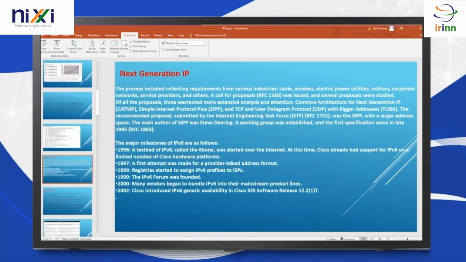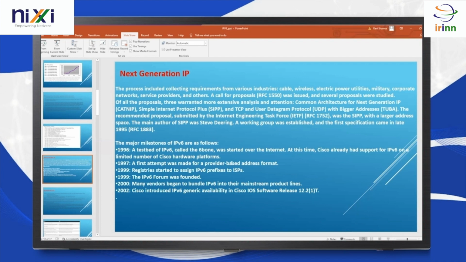In the next generation IP, the process included collecting requirements from various industries: cable, wireless, electric power utilities, military, corporate networks, service providers, and others. A call for proposals, RFC 1550, was issued, and several proposals were studied. Of all the protocols, three warranted more extensive analysis and attention. Common architecture for next generation IP.